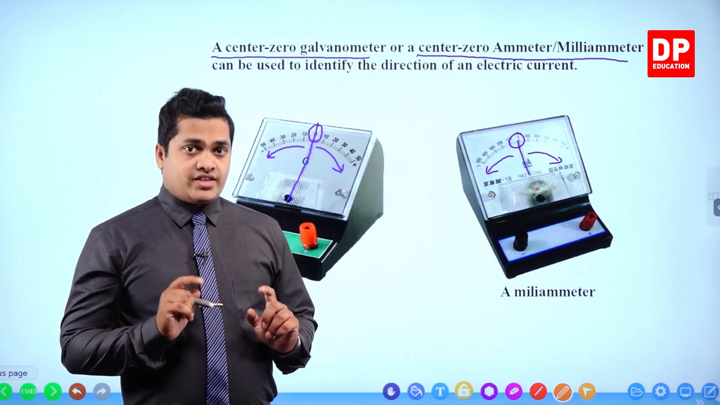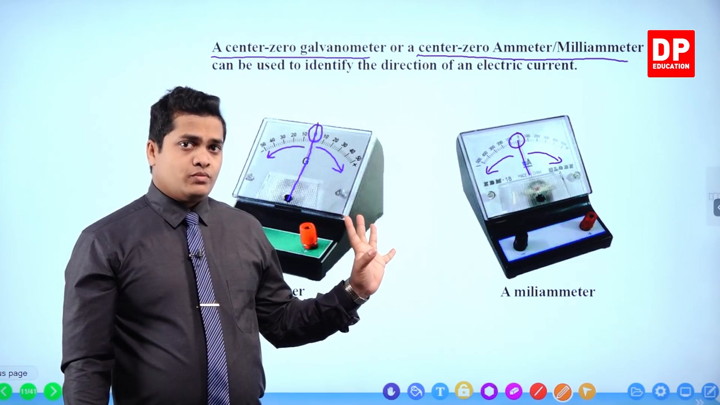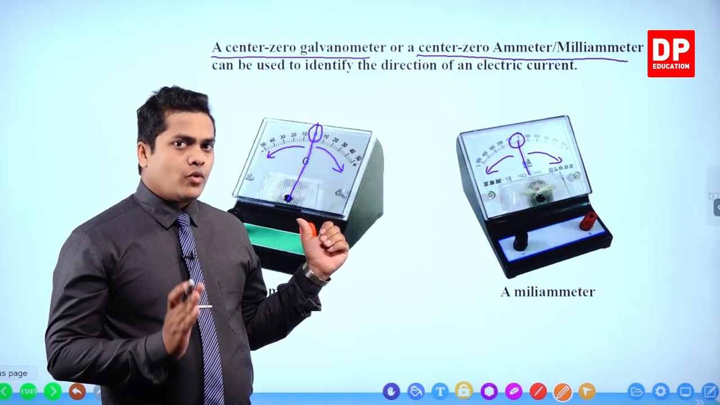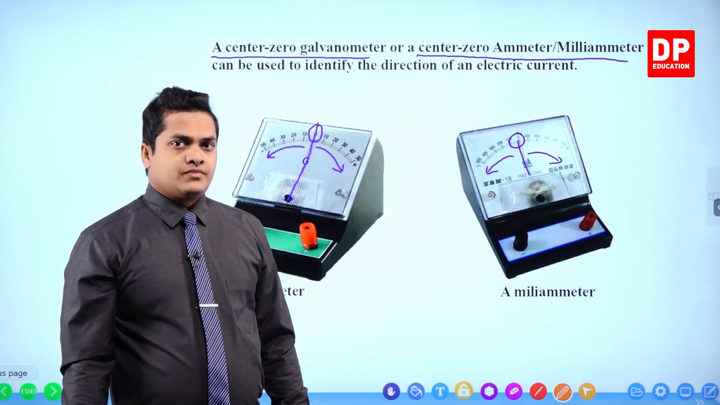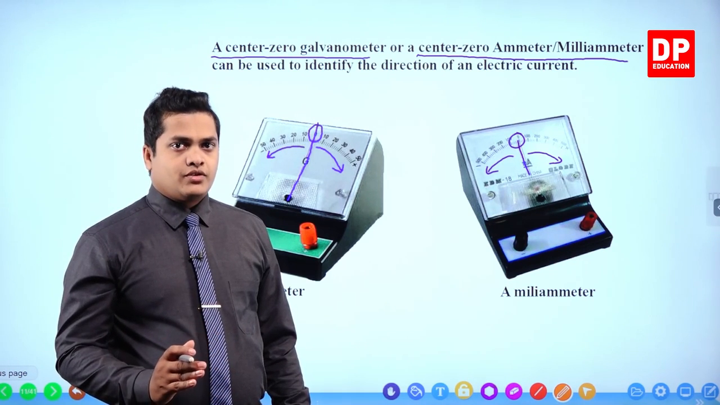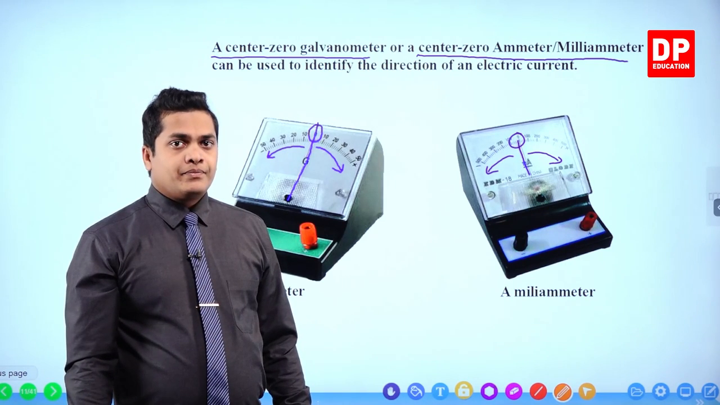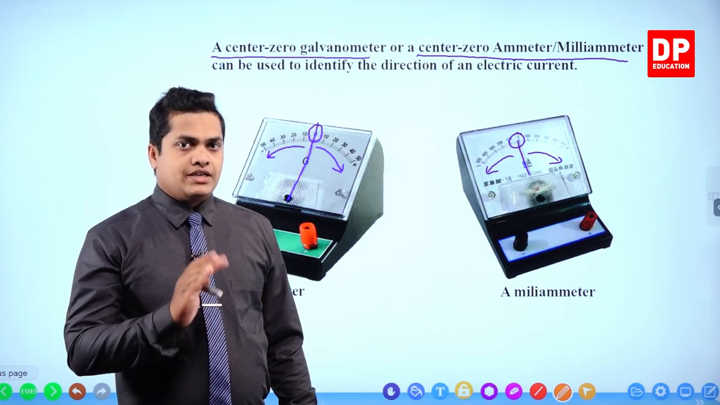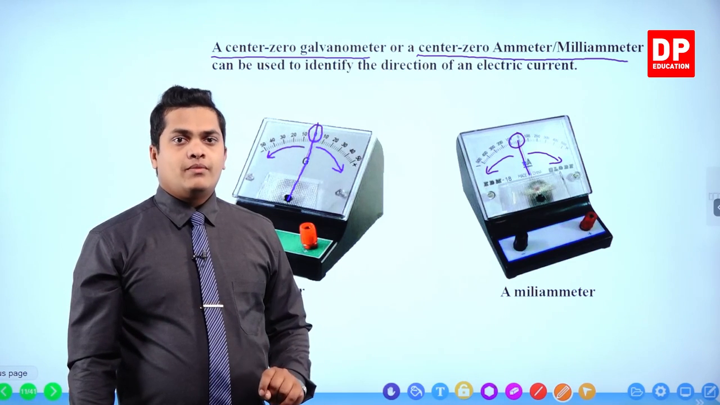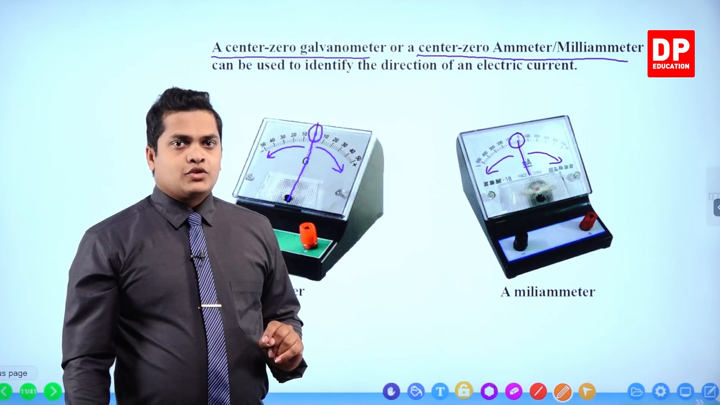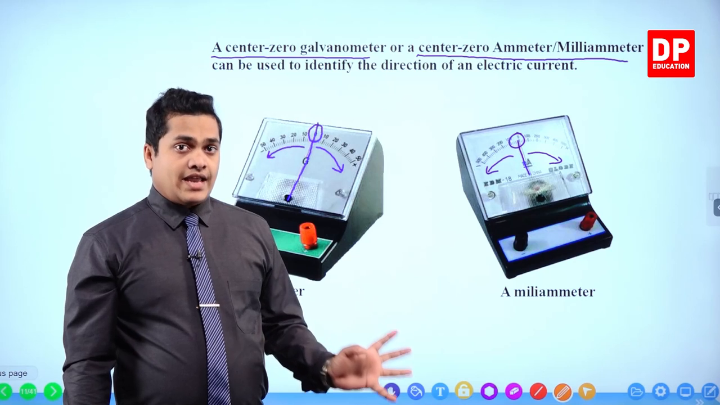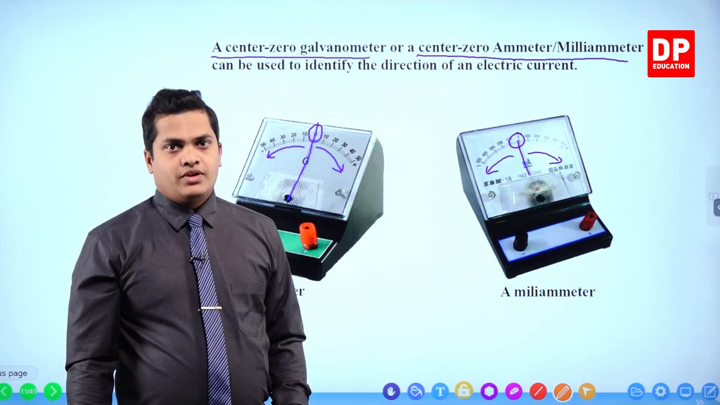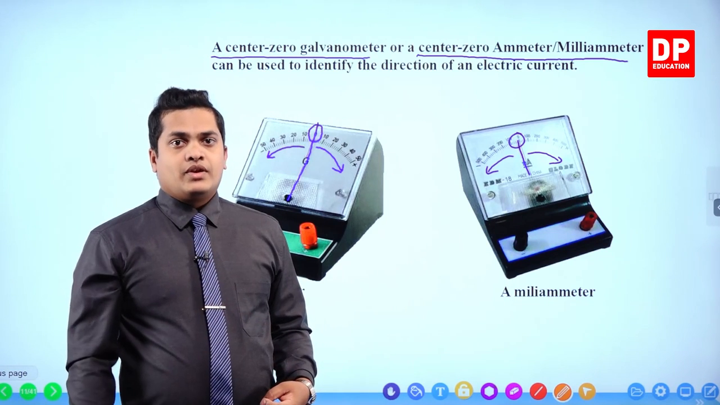In the next chapter, we'll connect one of these instruments to a circuit and see whether these indicators show the same direction as the rotation direction of the motor. By connecting these to a circuit, I'm going to give you a solid proof that current is flowing towards the negative terminal starting from the positive terminal. So in the next chapter, we'll discuss that activity. I'll meet you in the next chapter.